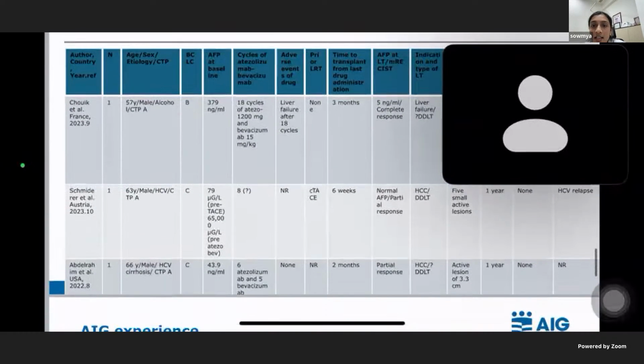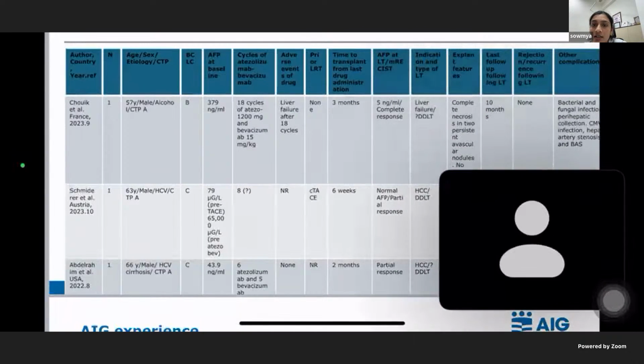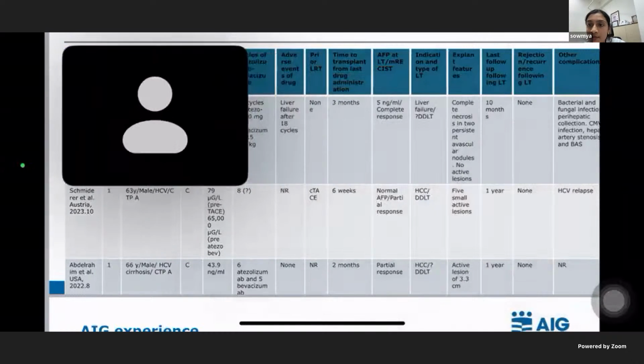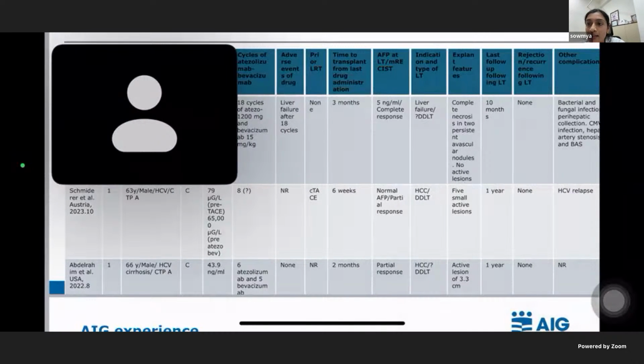The second case report was a 63-year-old male who had HCV-related CLD, had AFP of 79 at baseline, and belonged to BCLC C category and Child-Pugh A at baseline. He had received 8 cycles of atezolizumab combination therapy. There was no adverse event of the drug. There was a 6 weeks time gap between the administration of the drug and liver transplant. AFP was normal at transplant, and there was partial response based on the imaging. The indication for transplant here was presence of HCC. The explant showed 5 small active lesions, and the patient was followed up for 1 year, and there was no rejection. However, the patient had HCV relapse post transplant.